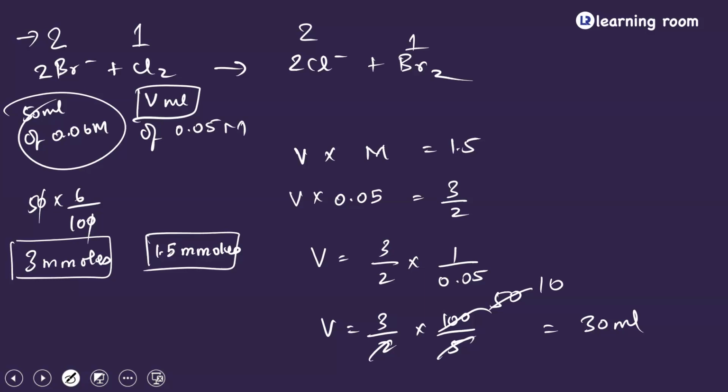We are converting the... clear. How do you identify from the volume and that 50 ml of 0.06? V into M is equal to number of moles. So I have now identified the number of millimoles of Br minus. From that, will I be able to identify the number of millimoles of Cl2?